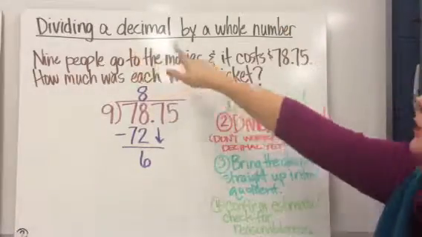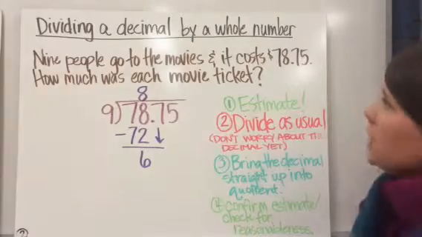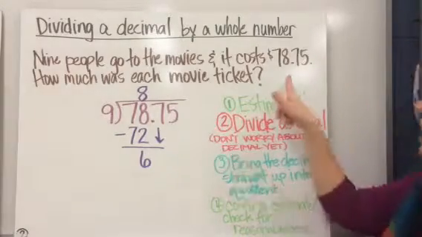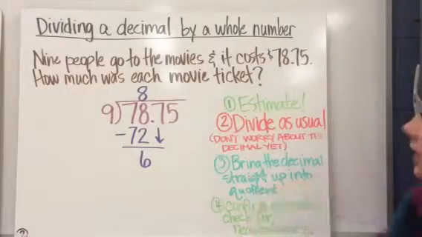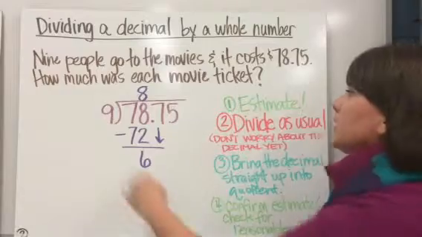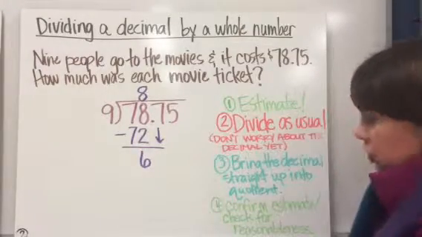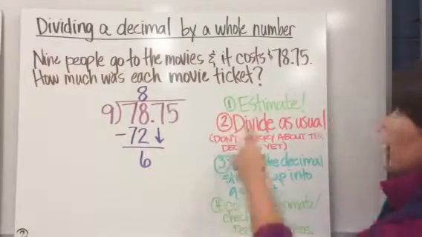Okay, now we're going to talk about dividing a decimal by a whole number. Here's an example. 9 people go to the movies and it costs $78.75. How much was each movie ticket? Well, it's important that I understand that I need to divide to solve this problem. And so here I have my division problem. I've already gotten it started. 9 goes into 78. Oh, let's look at the steps first.